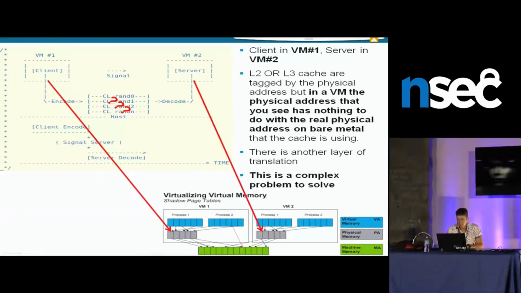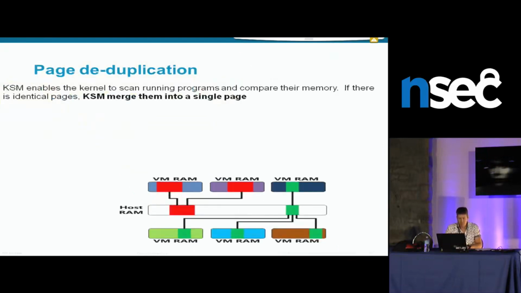I don't think it's impossible. I've got a couple of implementations that almost got it, but that's not the talk today, because with KSM, we don't even have to worry about this problem. That's the beauty of it. So what is KSM? KSM is a feature in the Linux kernel. It's used with KVM. Kernel same page merging.